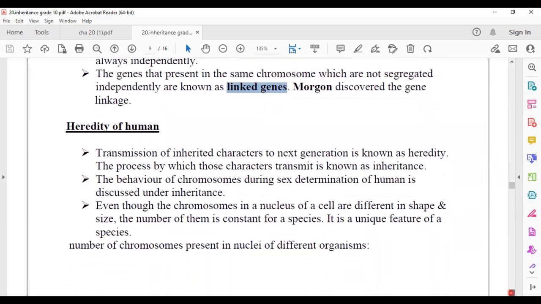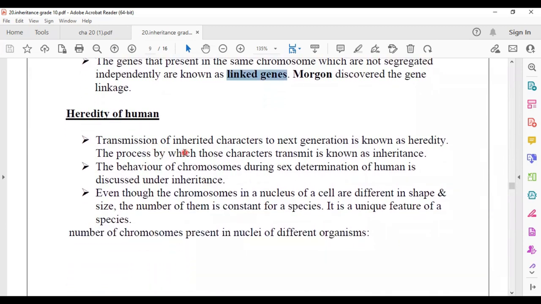Let's see heredity in humans. Transmission of inherited characters to the next generation is known as heredity. The process by which those characters are transmitted is inheritance, the name of our lesson. The behavior of chromosomes during sex determination of humans is discussed under inheritance.